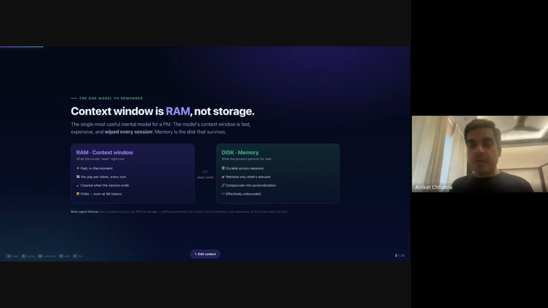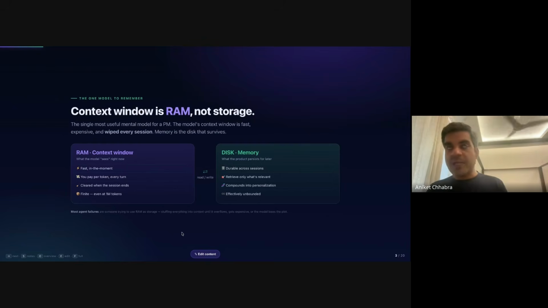Versus if I look at the memory, what's the difference? Think of memory as a separate layer that exists outside of your product, right? So it could be your database as one of the memories, right? It is durable across sessions, which means that the information will remain there, and you will fetch whichever information is relevant for you, right? So retrieving whatever is relevant to you is something that comes from the memory, right?